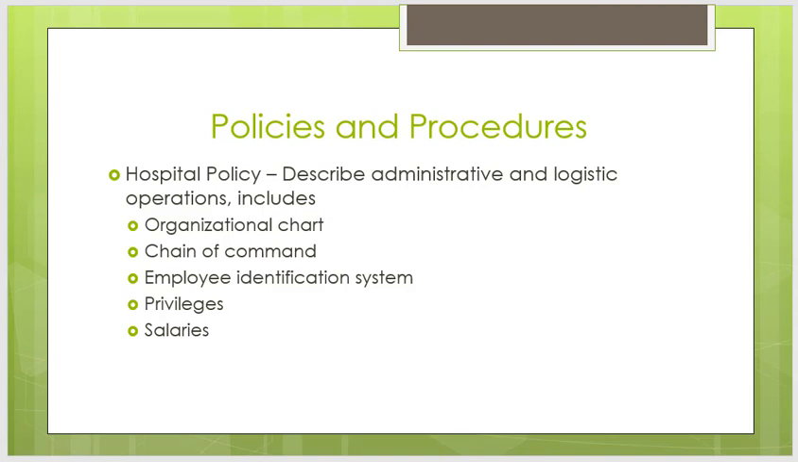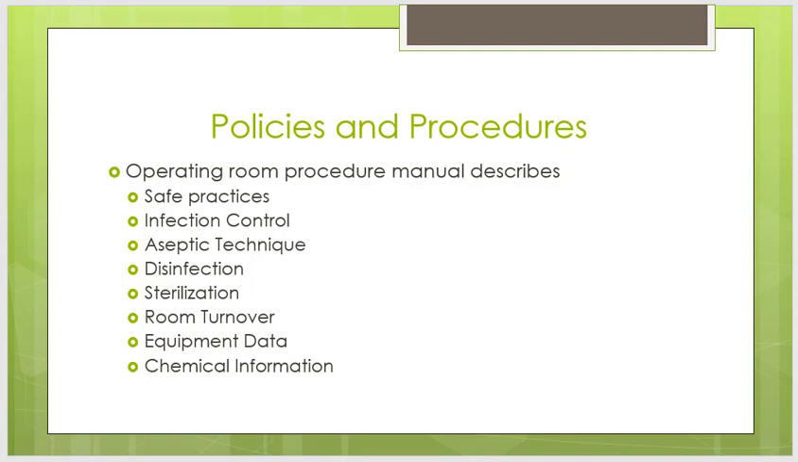Information on salaries may include a low, median, and high salary range, for example, for particular positions, and also how starting salary is determined, whether it's based on schooling or experience or both, etc. The operating room procedure manual will describe safe practices for the OR in that specific institution. Types of procedures may include infection control, aseptic technique, disinfection, and sterilization of surgical instruments, room turnover between procedures, equipment data, and chemical information.